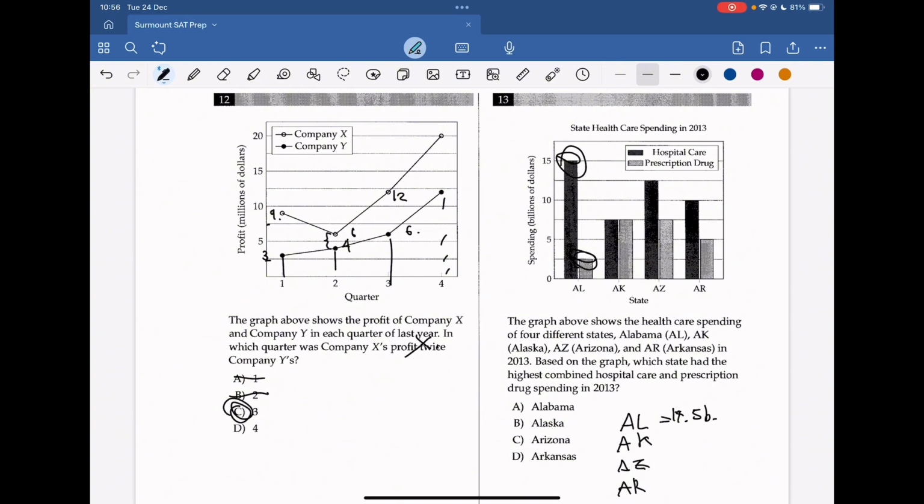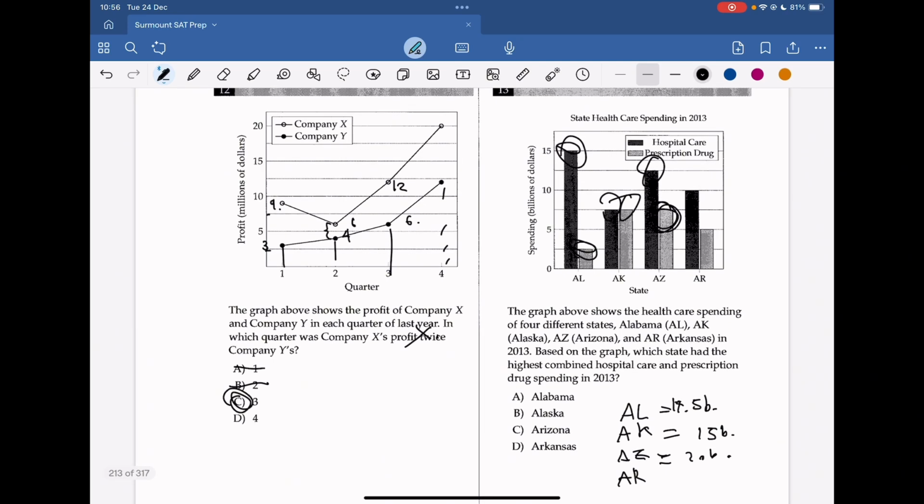17.5 billion. And for Alaska, we have 7.5 and 7.5, which we got as 15 billion. Arizona has 12.5 and around 7.5, so that will give us 20 billion. And Arkansas has 10 and 5, which is 15 billion. So the greatest is Arizona with 20 billion, so the answer is C.